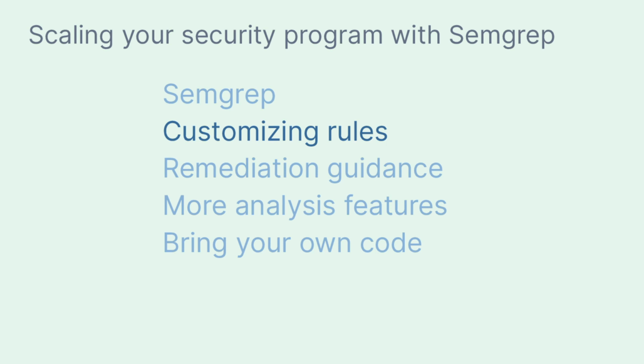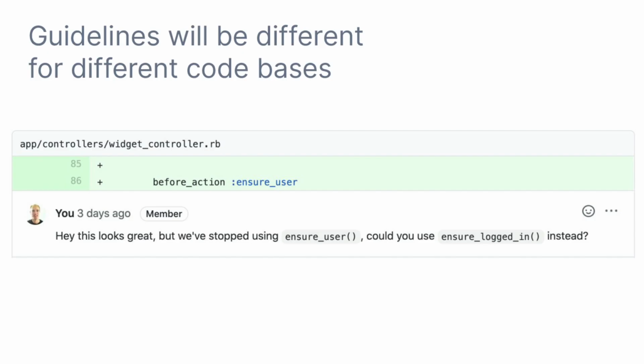Now about customization of rules. The big reason for the motivation behind this is really every code base is different, every project, every customer, every company has their own way of doing things, and traditional static analysis tools don't have that context. So whenever they flag something that is generically true, like this might be a SQL injection, it can be very noisy because it's not specific to that code base. One example is a static analysis tool might not have the context that in this code base they started using ensure logged in instead of ensure user.